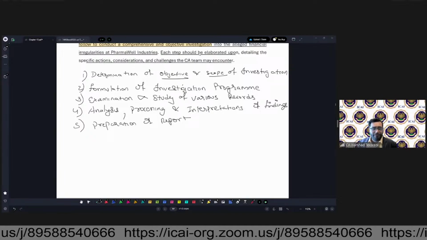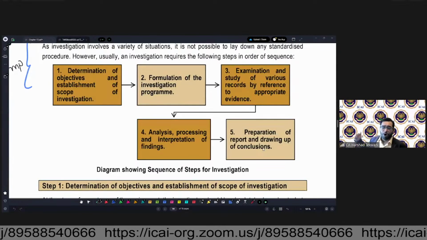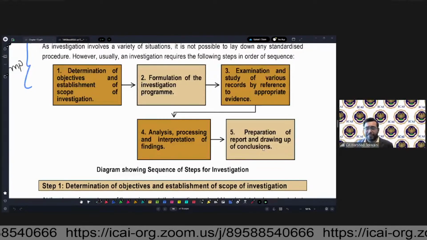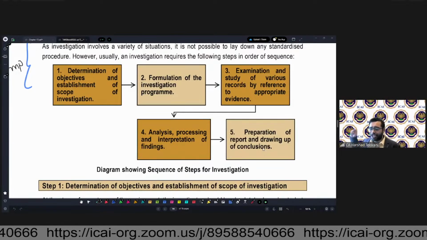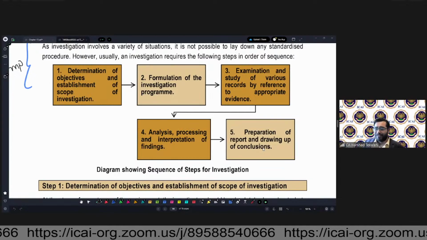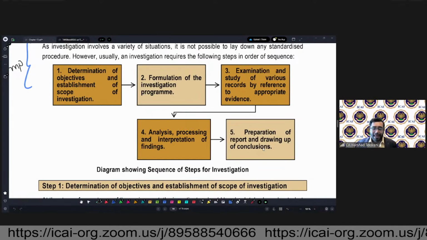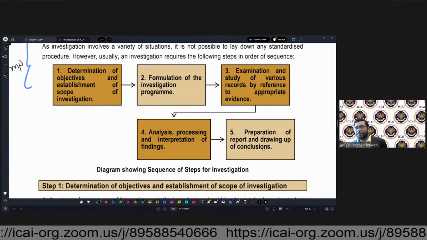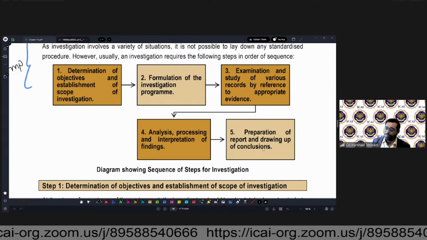So if I talk about the 5-step approach, it is determination of objectives and establishment of scope of investigation, formulation of the investigation program, examination and studying of various records by reference to appropriate evidence, analyzing, processing, and interpretation of findings. And the fifth one is the preparation of report and drawing up conclusions.